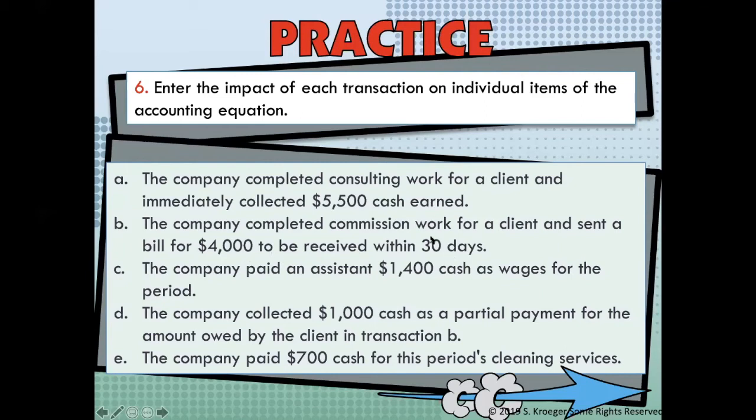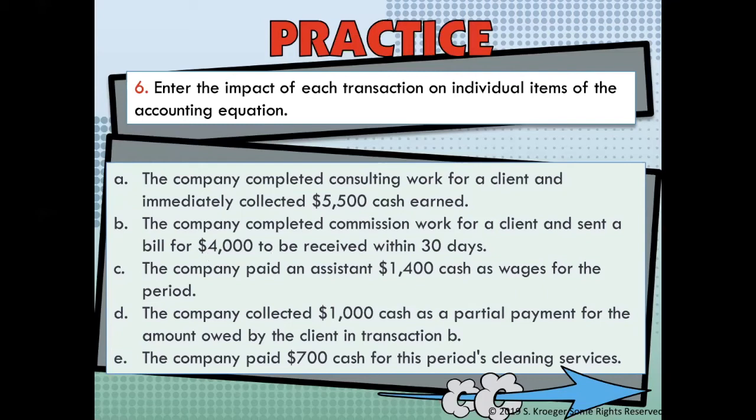This is different from part A. We did work in both of these in parts A and B. In A, they paid us right away, and in B, they're going to pay us later. Instead of receiving cash now, they're going to pay us later. What account do we use when someone owes us money?